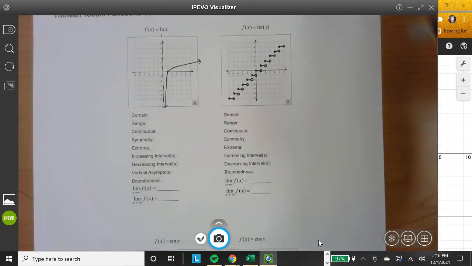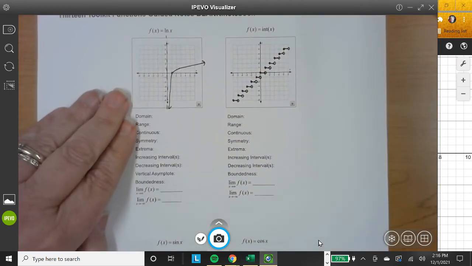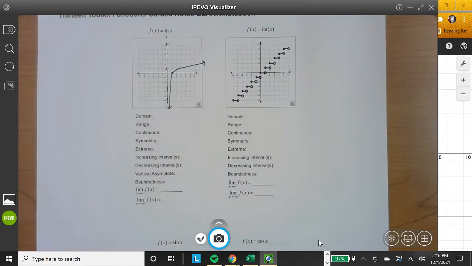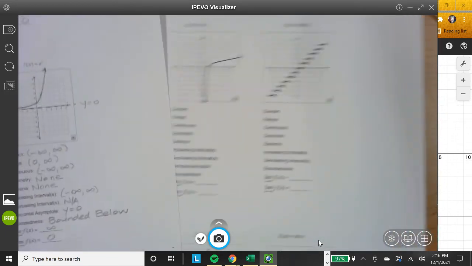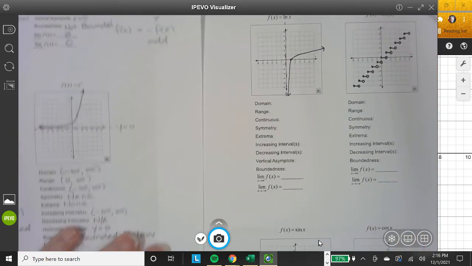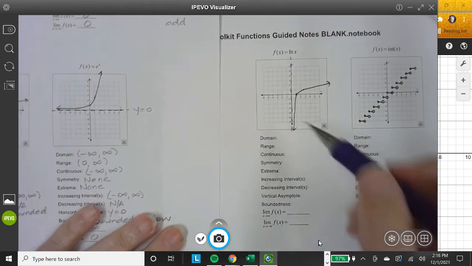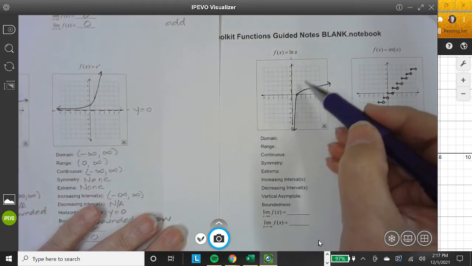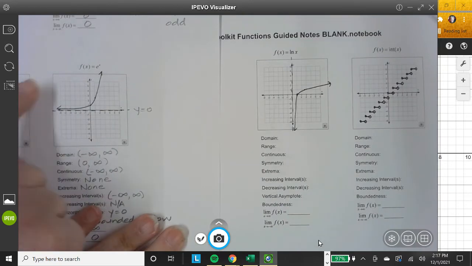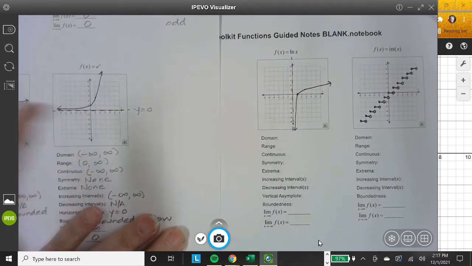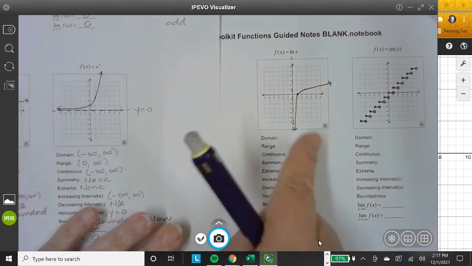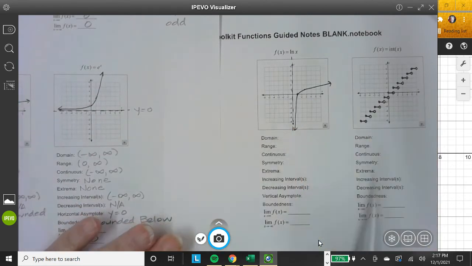All right, moving along. Natural log of x. This happens to be the inverse of y equals e to the x. Now, e to the x had a point, if we were to look at it over here. I'll put it next to it. Do you see how, if I were to graph the line y equals x, that this curve is a reflection over the line y equals x? They're reflections of each other. So they're inverses for sure.